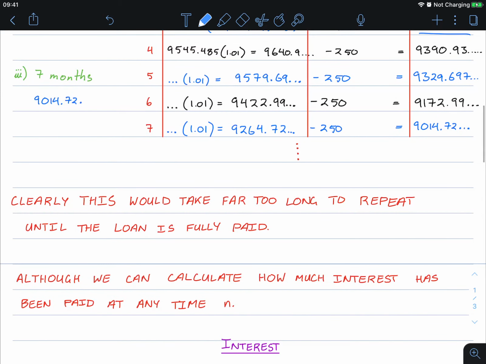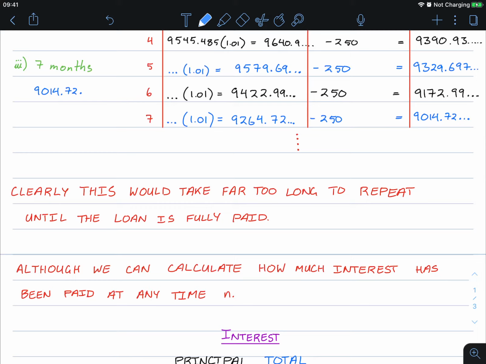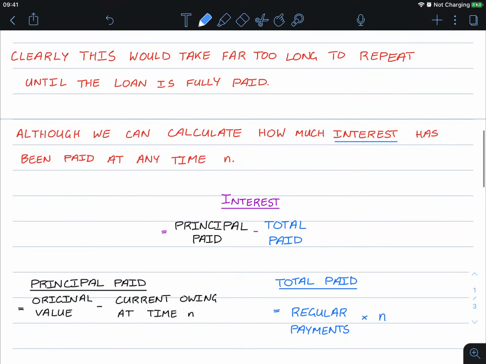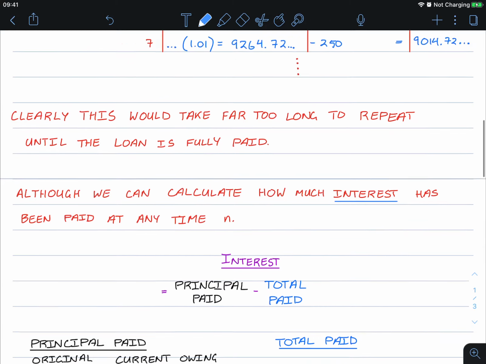Although right now, we should learn how to calculate how much interest has been paid at any time n. So we understand, interest is the total paid minus the principal paid. To calculate the principal paid, we need to take the original value and subtract the current owing at time n, and the total paid is the regular repayments multiplied by the n number of repayments we've made. So let's do an example of this here.